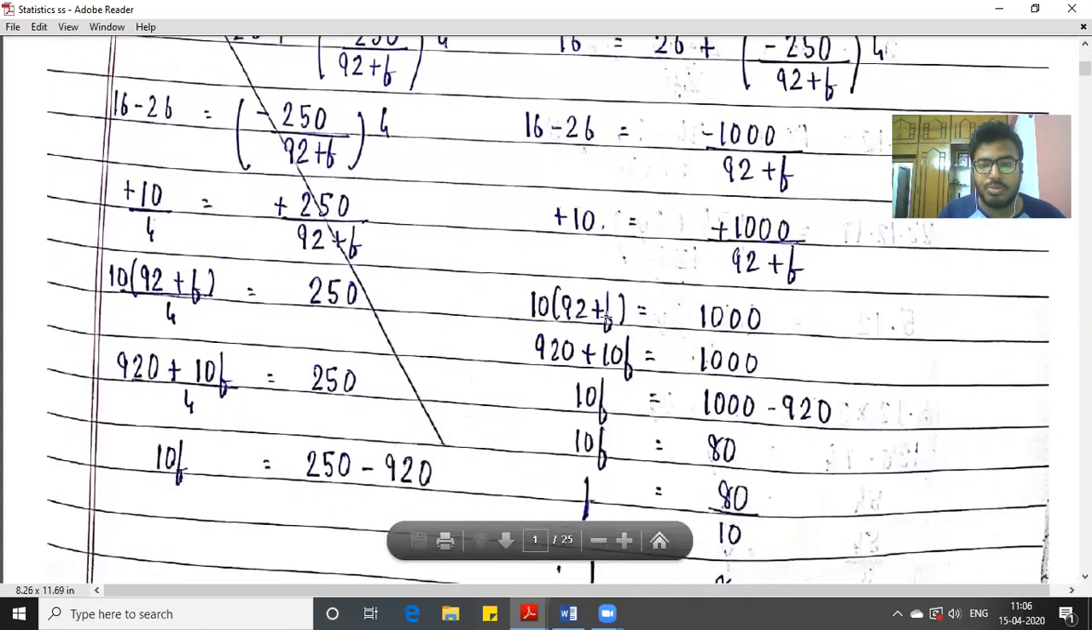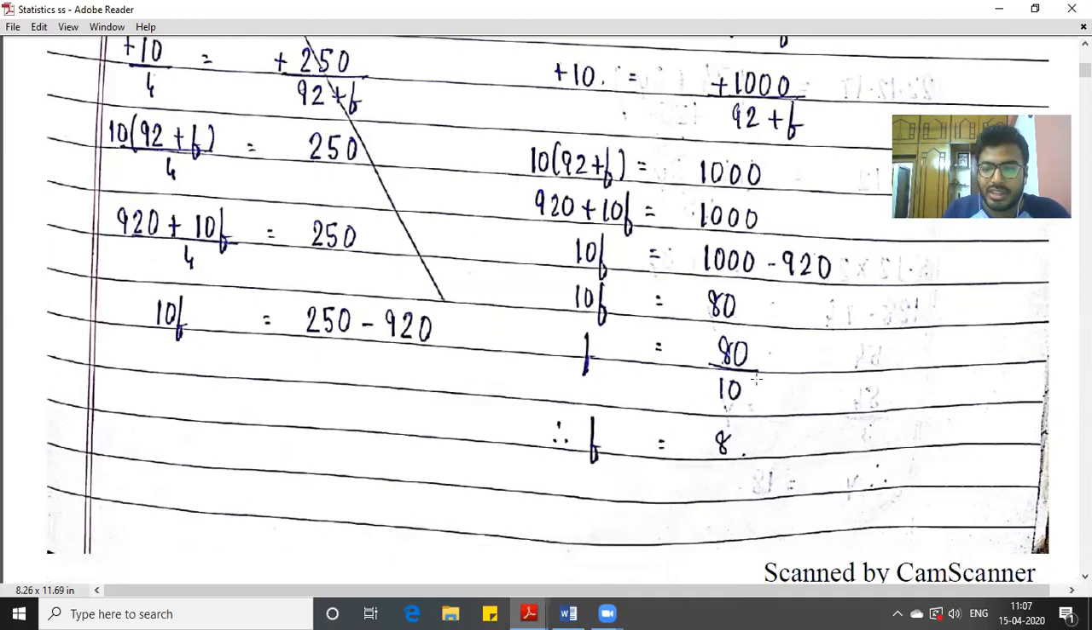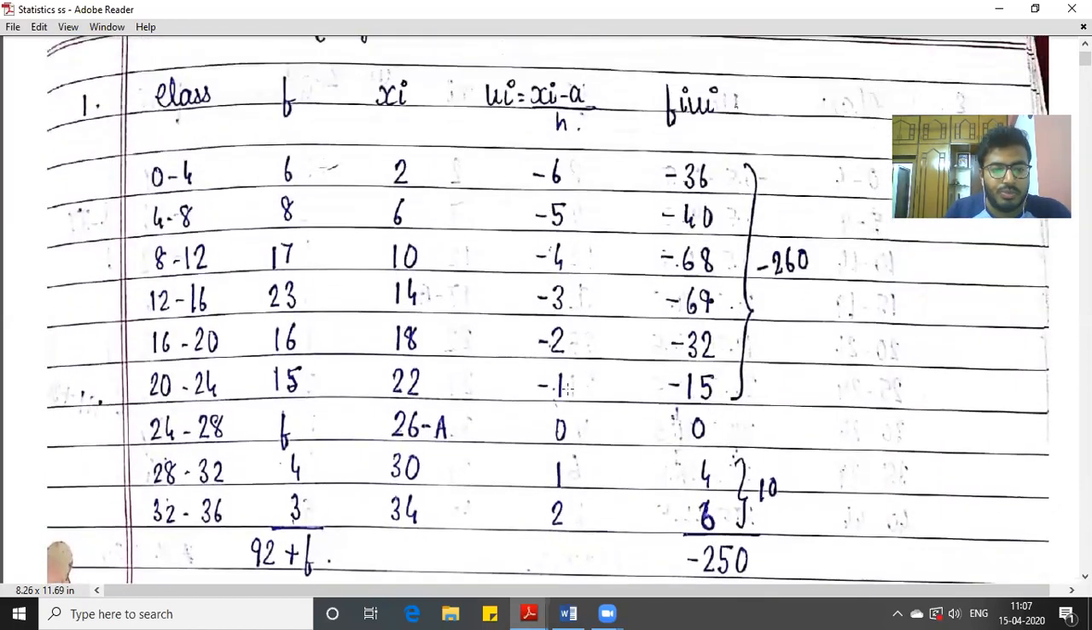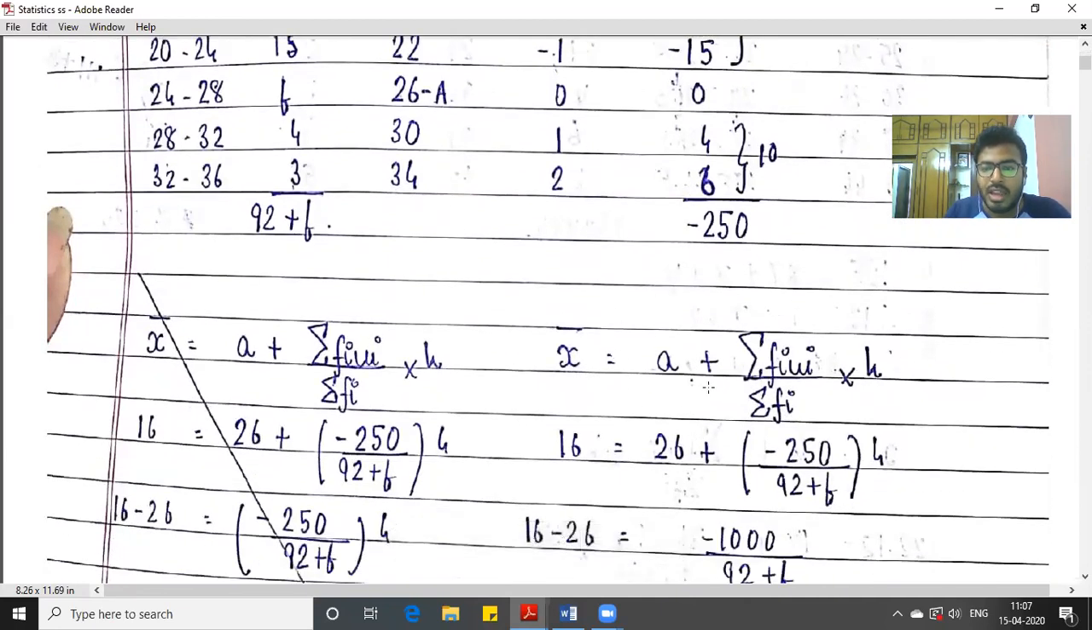So 10 into (92 plus f) equal to 1000. So 92 into 10 is 920 plus 10f is equal to 1000. Then 10f is equal to, taking the 920 to the other side, plus becomes minus, so 1000 minus 920, it is 80. So 10f is equal to 80, f is equal to 80 upon 10. Therefore f is equal to 8. So the missing frequency you're getting is 8. Is that clear? Basically, one thing you have to remember: the xi in front of the missing frequency, you have to take as the a value. Then do fi ui in the same method, and substitute in the formula and you'll get the answer. So this is the method.